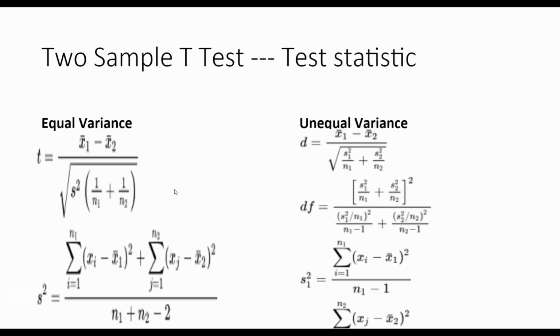And here are the test statistics for the two-sample t-test. And we know there are two versions, the equal variance version and the unequal variance version. As you can see, the formulas are different.